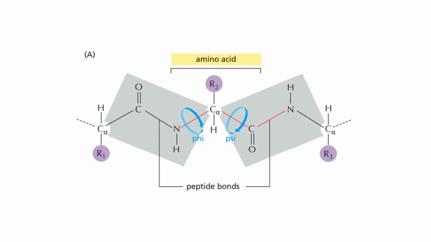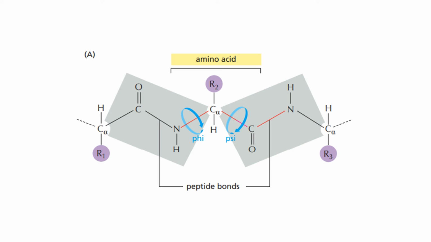So, there is a limited number of possible bond angles in a polypeptide chain. Because of steric collisions between atoms within each amino acid, most of the possible bond angles do not occur. As I said before, the gray shadings do not permit rotation, but these two angles do.